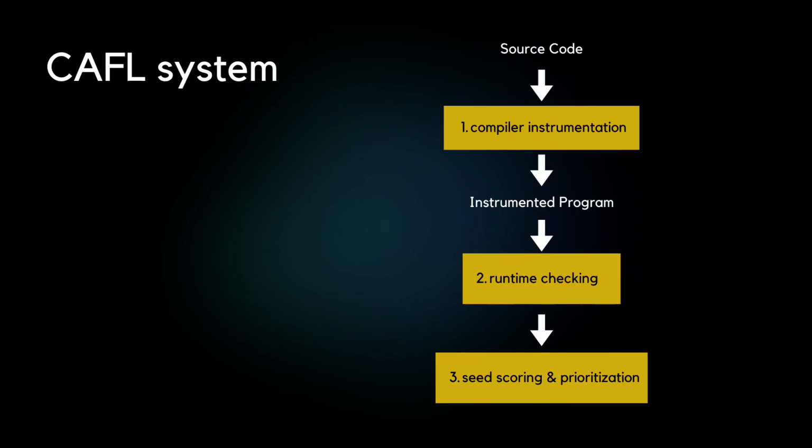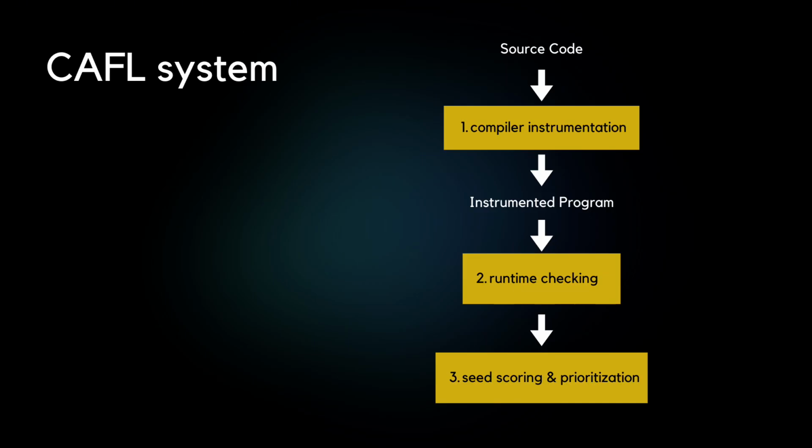First is the compiler instrumentation. This is where the program is instrumented at compile time so that the runtime system can monitor when constraints are satisfied. Next is the runtime checking. So during execution, CAFL tracks whether constraints are met and records information about the program's behavior.